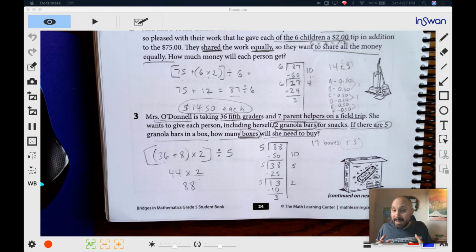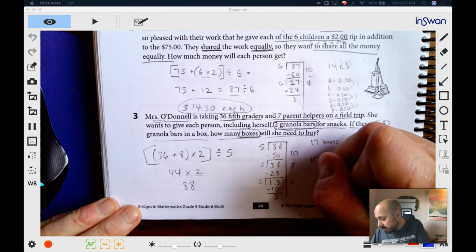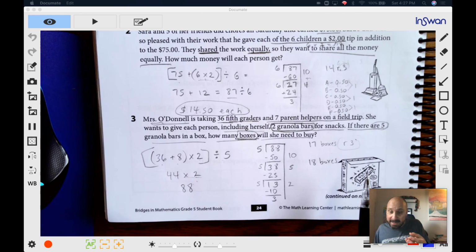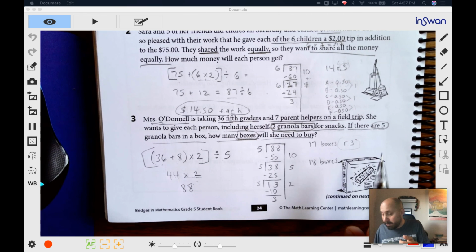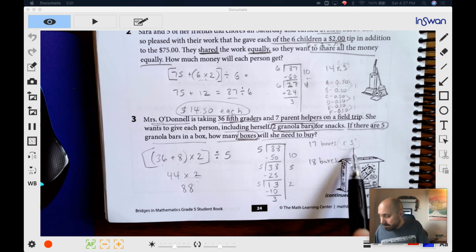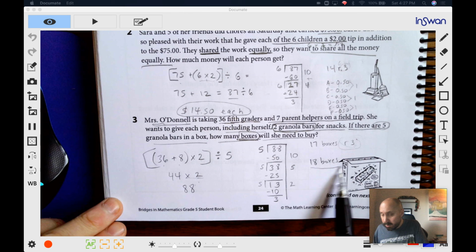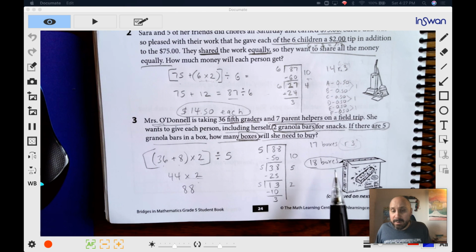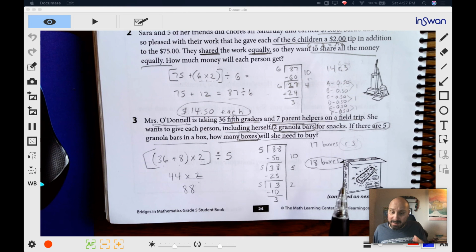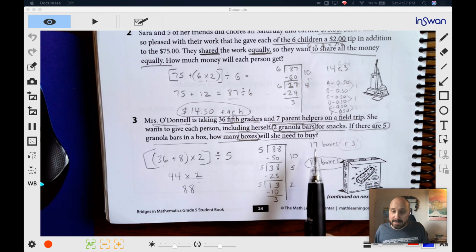So really we have to buy 18 boxes, right? It says remaining 3, but it really means we need 3 more. When we buy 18 boxes, we'll know we'll be covered for everybody in our field trip, and we'll have 2 extra granola bars that we don't need to worry about. But the question is how many boxes to make sure that we have enough. Okay, so that's where the 18 boxes comes in.